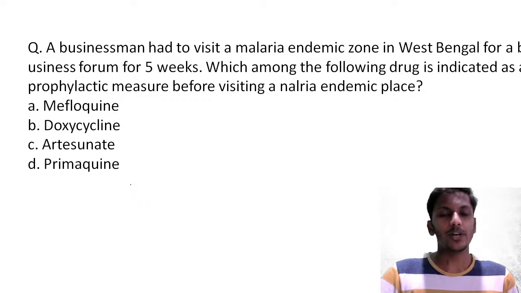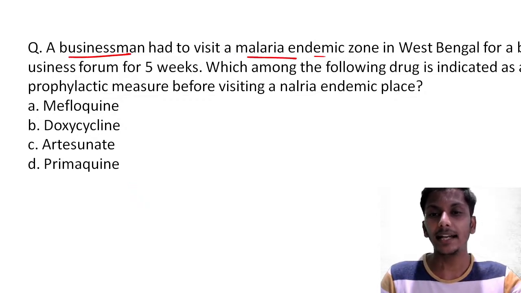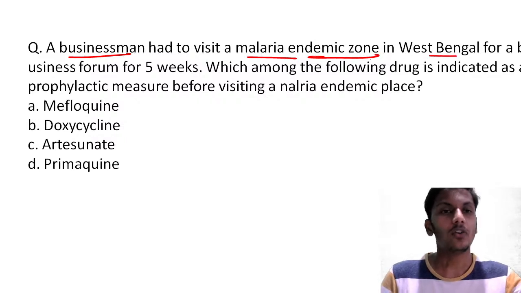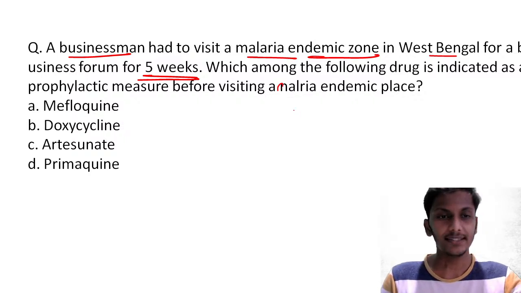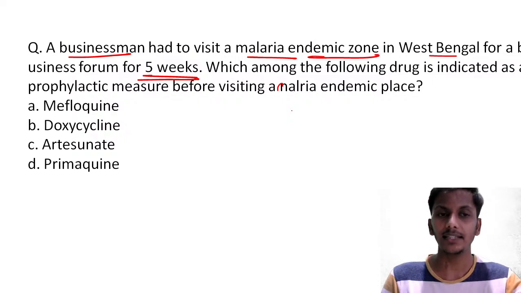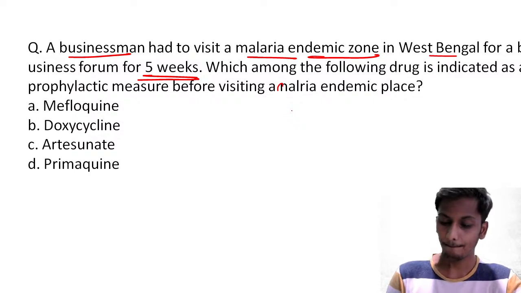Moving further to our next question, guys, which states a businessman had to visit a malaria endemic zone in West Bengal for a business forum of 5 weeks. Which among the following drugs is indicated as a prophylactic measure before visiting a malaria endemic zone? So please tell me what is the answer. Options are A. mefloquine, B. doxycycline, C. artesunate, and D. primaquine. What is your answer, guys?